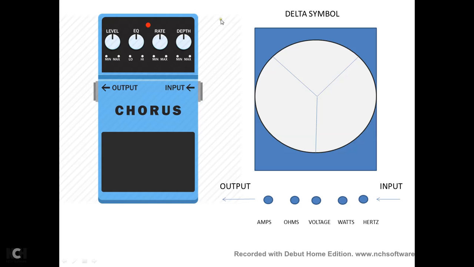Alright, this is your delta-wye three-way winding transformer. Basically, it's just like an amperage pedal. It can adjust the amps, ohms, voltage, watts, and hertz, going from input to output.